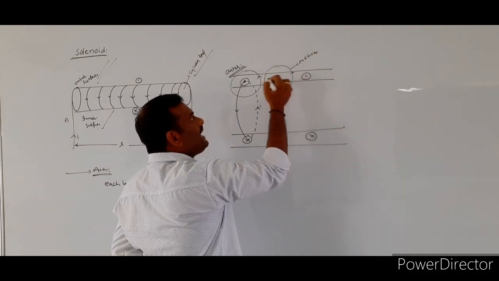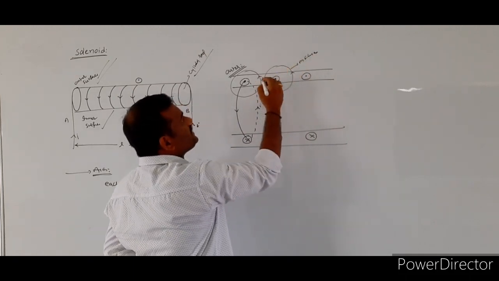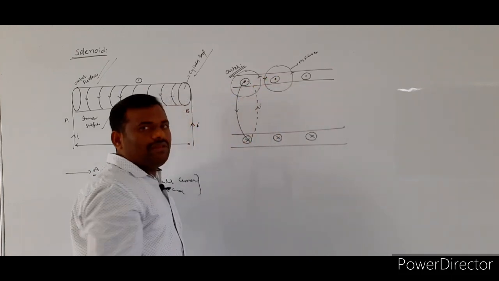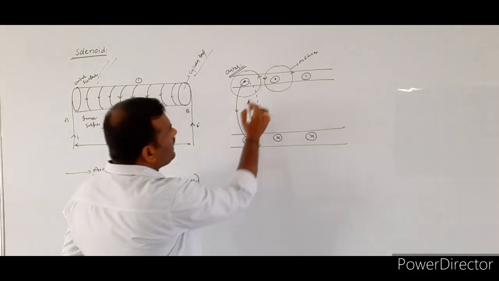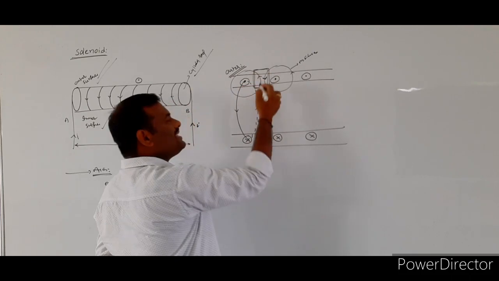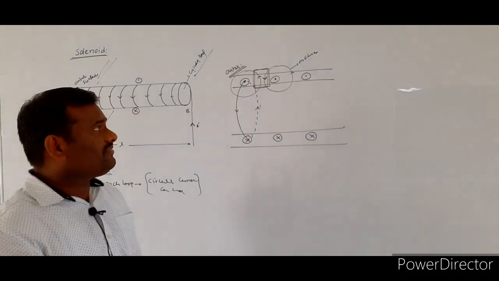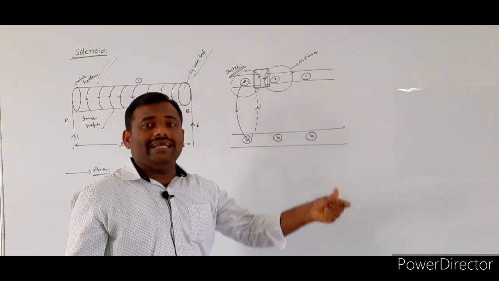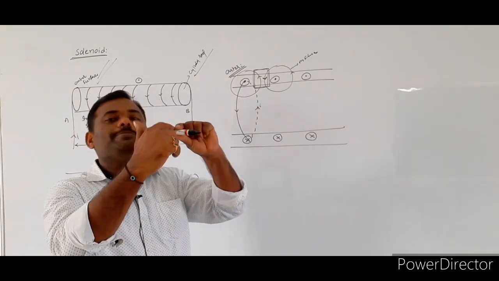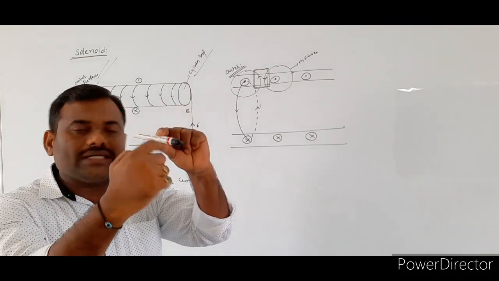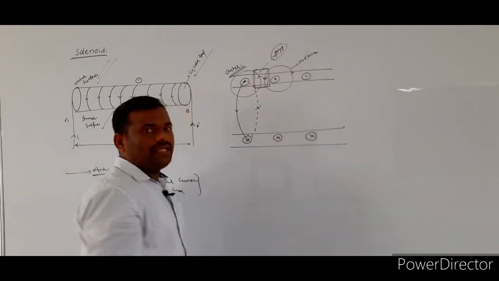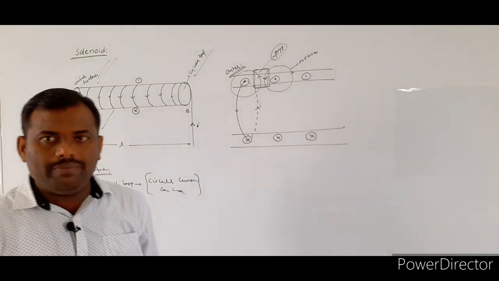So the direction of the magnetic field lines will be in the anti-clockwise direction. Whenever they are coming to this region, the direction of the magnetic field lines which are formed by the adjacent loops at the top surface as well as at the bottom surface will exist in opposite direction.